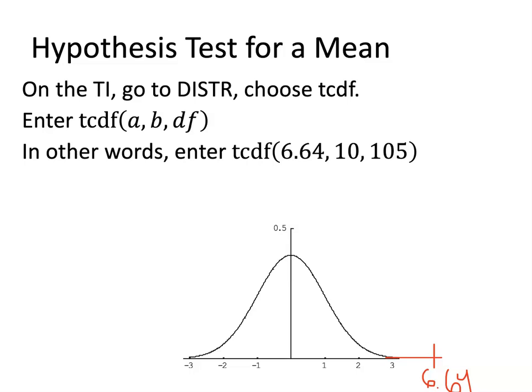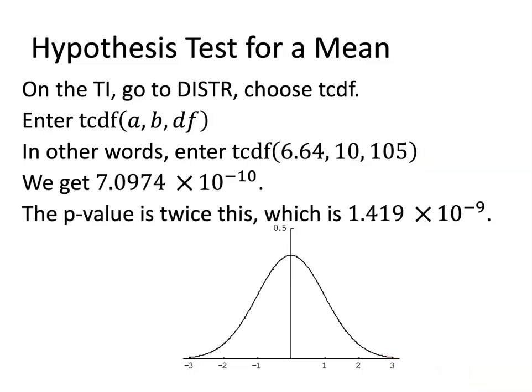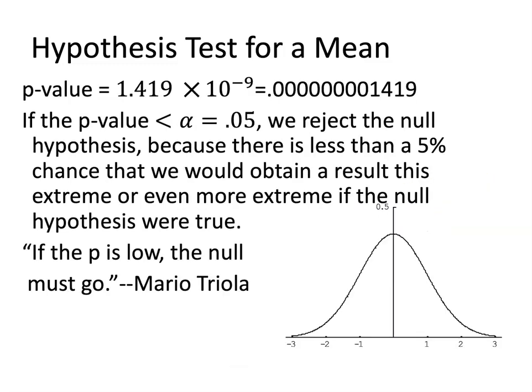Well, we don't have an infinity button on the calculator, so you could just enter something ridiculously large, like 10 or 100 or 1,000 or whatever. And then DF is the degrees of freedom, which in this case is 105. When you enter that, here's what you get: 7.0974 times 10 to the negative 10th. The p-value is twice that, so double it, and you get 1.419 times 10 to the negative 9th. So that's our p-value, or if you wrote it as a decimal, you'd get 0.000000001419.